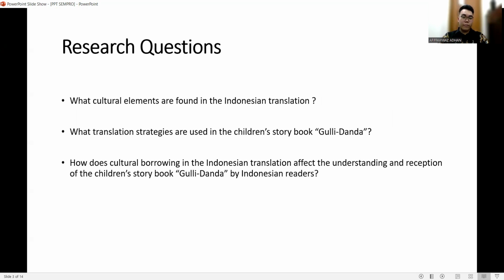Next, research questions. We have three research questions here. The first one is what cultural elements are found in the Indonesian translation? The second one is what translation strategies are used in the children's storybook Gulli-Danda? And the last one is how does cultural borrowing in the Indonesian translation affect the understanding and reception of the children's storybook Gulli-Danda by Indonesian readers?